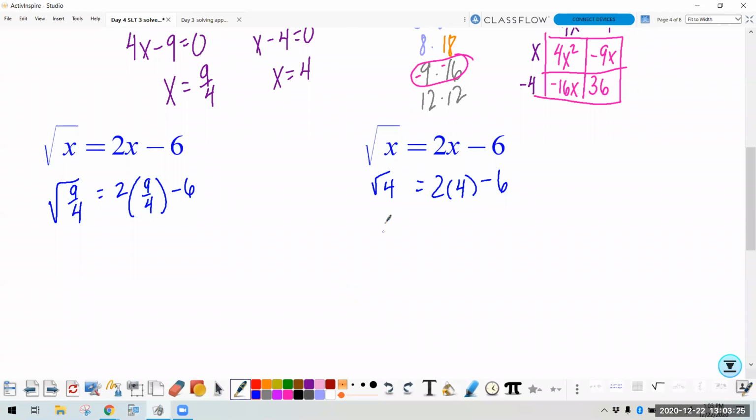That's some easier arithmetic. The square root of 4 is 2. Is that going to equal 8 minus 6? That's 2. Yes, 2 equals 2, so 4 is an answer.